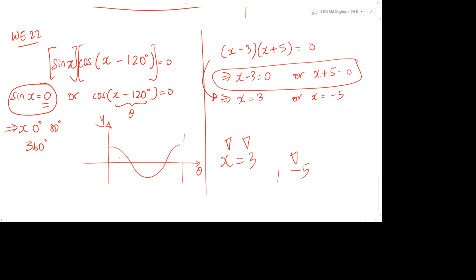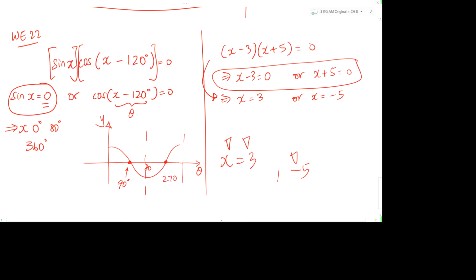How many intersection points do you see for y equal to cosine theta as well as y equal to 0? 2 points. 1 point over here, 1 point over here. What is this value? This is 180 in the middle. Okay, 90 degrees and 270 degrees.